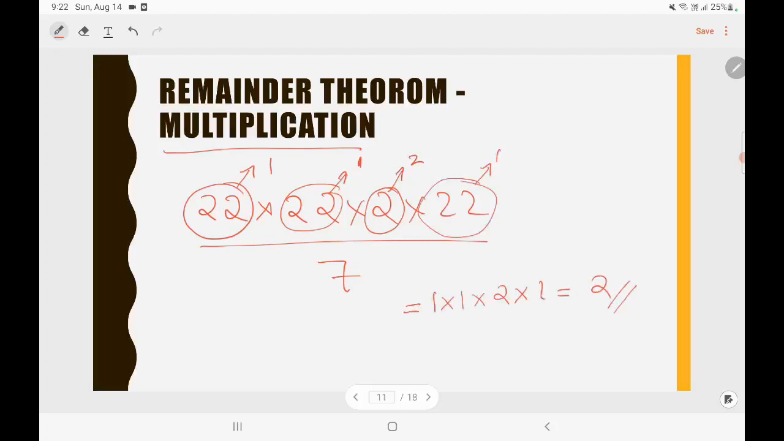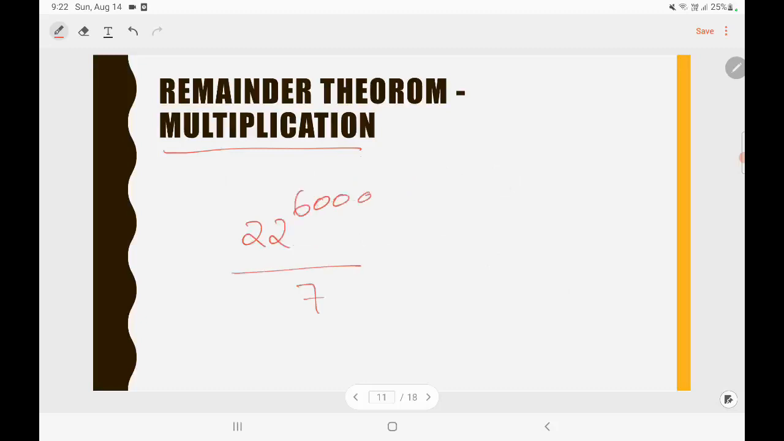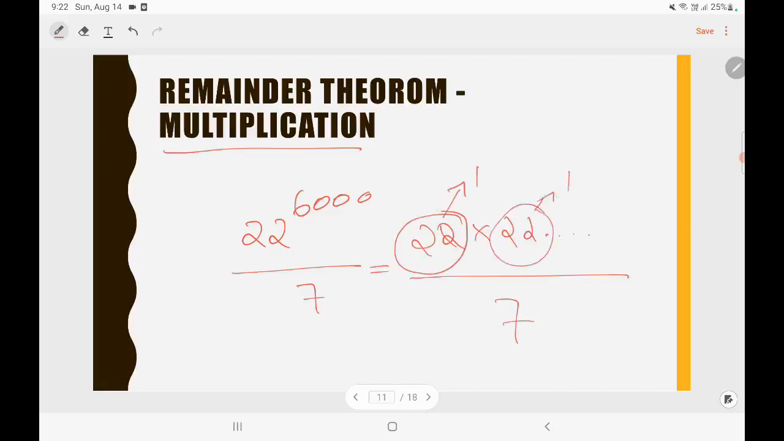So when this operation is carried out, the remainder is 2. Similarly, if you have a question like 22 raised to 6000 divided by 7, what is the remainder? That is actually 22 into 22 into 22, like that, 6000 times, divided by 7. When 22 is divided by 7, remainder is 1. When 22 again is divided by 7, remainder is 1. So this is like remainder is 1 raised to 6000, which is 1.